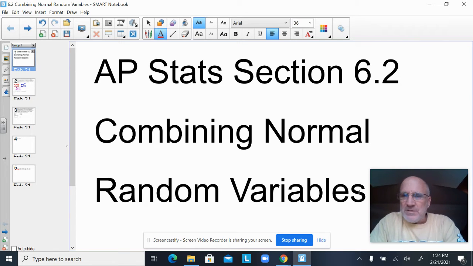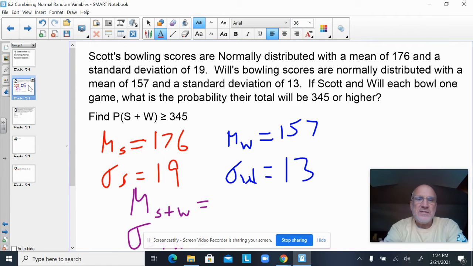Just a couple examples of adding and subtracting two normal random variables. All right, here you go. First one says Scott's bowling scores are normally distributed with a mean of 176 and a standard deviation of 19. And Will's bowling scores are normally distributed with a mean of 157 and standard deviation of 13. And the information that I wrote there in red and blue is just that information summarized.